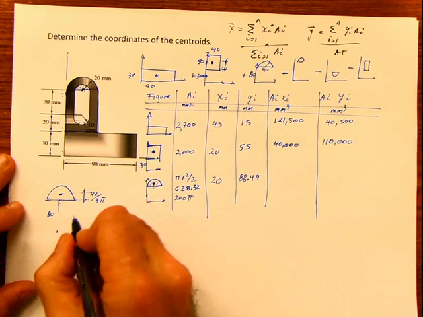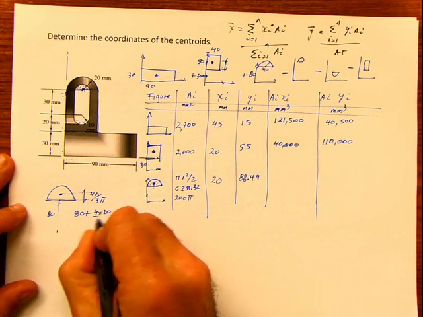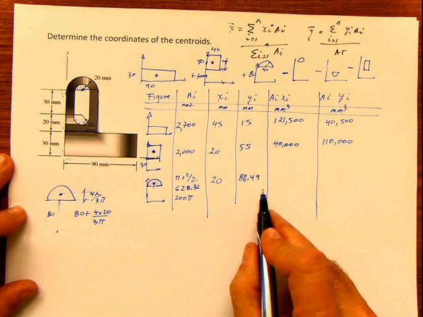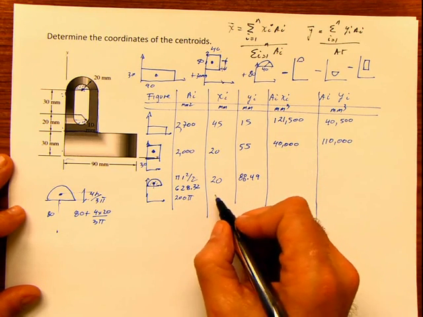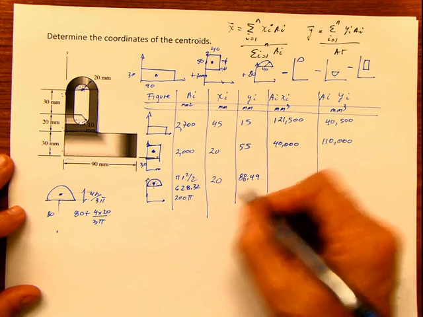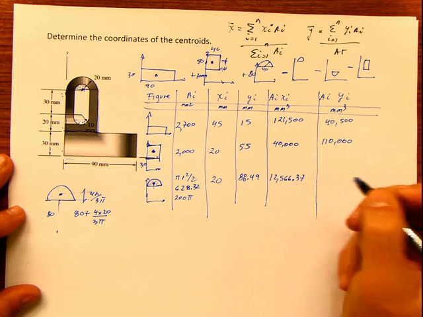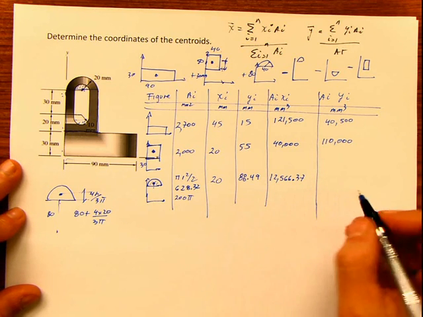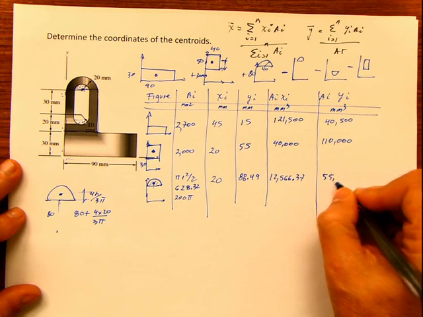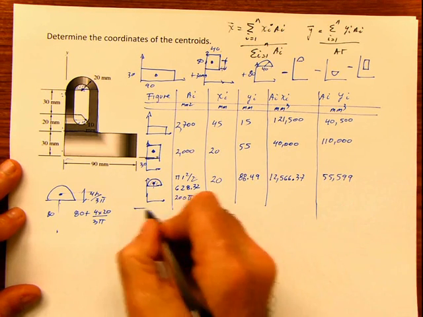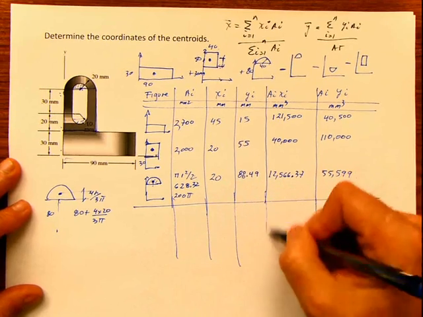Do it if you want to. I mean 80 plus 4r, 4 times 20, divided by 3 pi. And that should give you that value. Now multiply this times this, and that value is 4,000 pi, or 12,566.37. And this times this is going to be 55,599. I'm going to put a line here because this is going to be the end of my positive areas.